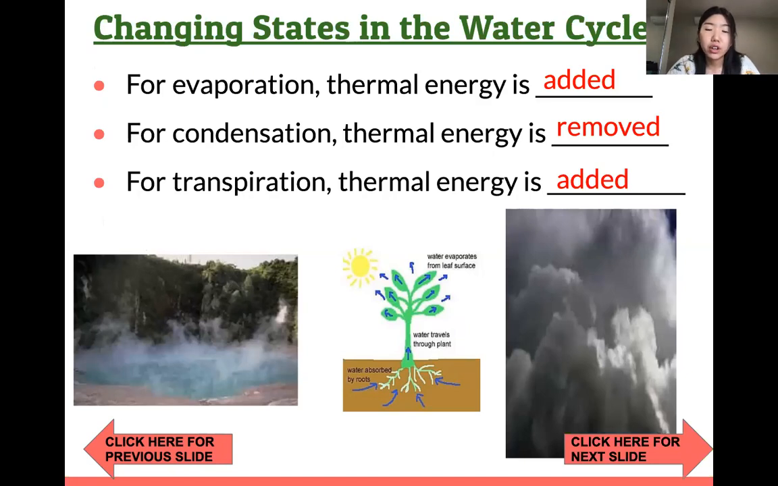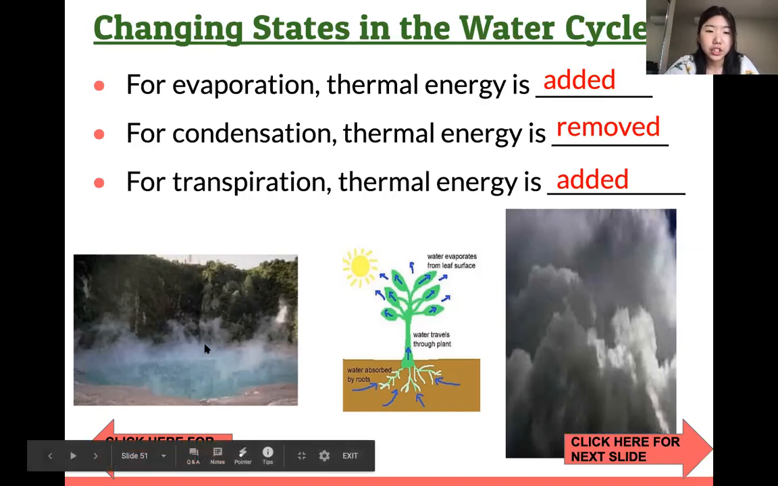So for evaporation, thermal energy is being added to our water. That is why the water is evaporating and becoming a vapor. Now, for that to happen, you need the sunlight, right? The sun is the major source of energy. It's going to add thermal energy to the water and make it evaporate like this picture.